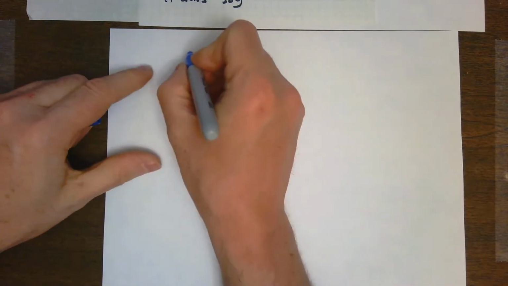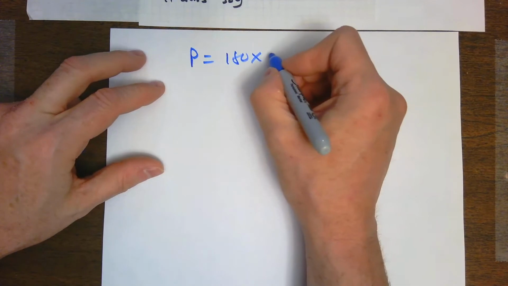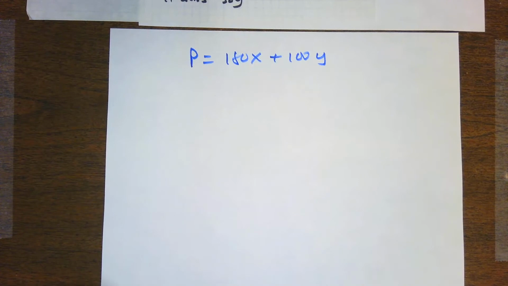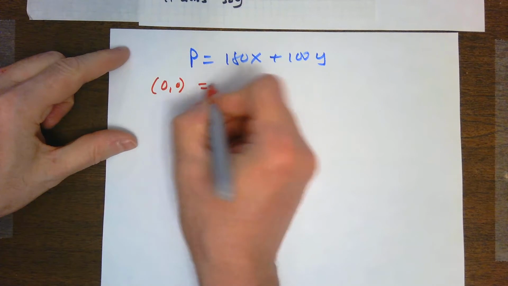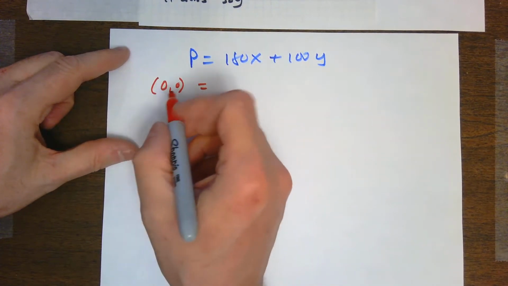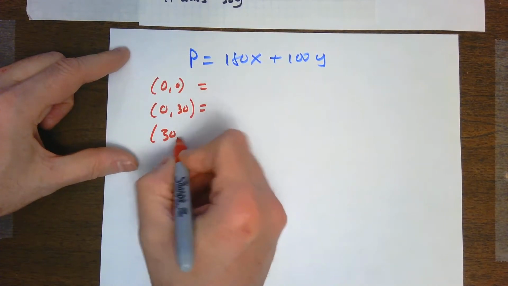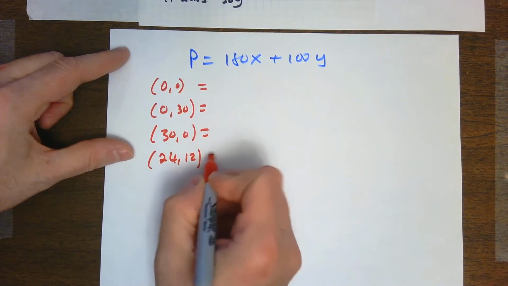So remember, the objective function was the one about the profit, this one right here. And the profit function, that's what I want to maximize, is $180 per acre of soybean and $100 per acre of the wheat. I want to evaluate each of the different vertices, the points in there. 0, 0, which we know is not going to make any money at all. And then the one that was on the y-intercept, 0, 30. The one that was on the x-intercept, 30, 0. And the one that we had a little hard time finding, 24, 12.